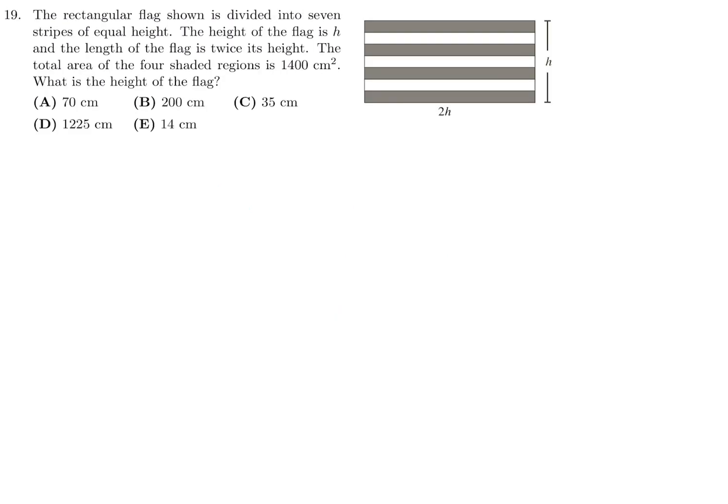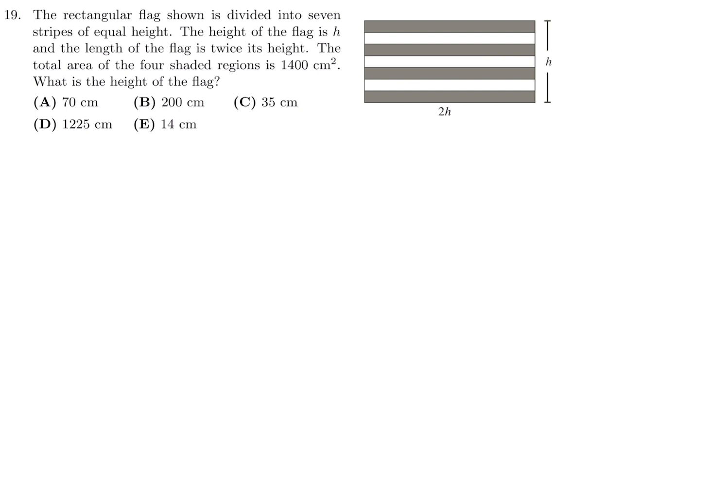The rectangular flag shown is divided into 7 stripes of equal height. The height of the flag is h, and the length of the flag is twice its height. The total area of the 4 shaded regions is 1400 centimeters squared. What is the height of the flag?